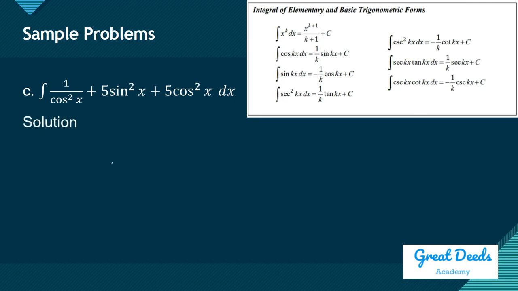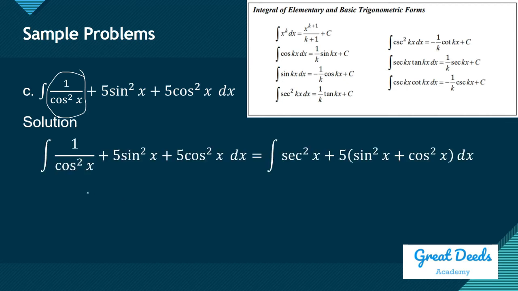Well, I hope that you can recognize this to be the square of 1 over cosine of x, which is the square of secant of x. This one is just the integral of the square of secant of x.